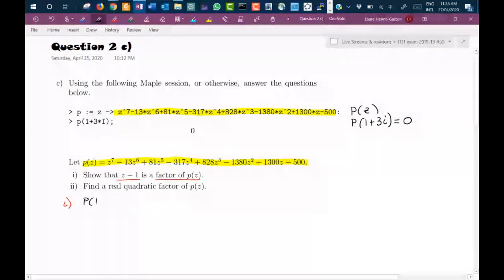So I'm going to calculate P of 1. And so I'm going to get 1 minus 13 plus 81 minus 317. So really, I sub in 1. In theory, I put this in my calculator. Really, they said show it is, so unless they made a mistake, I'm going to get a 0. Okay, I put it in my calculator. We get 0, right? So if you sub in 1, you get 0.